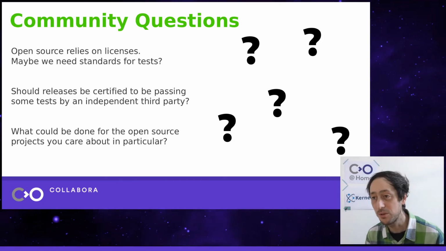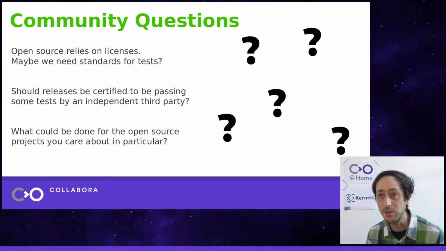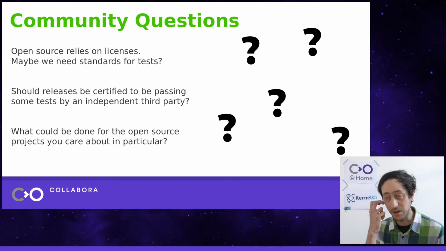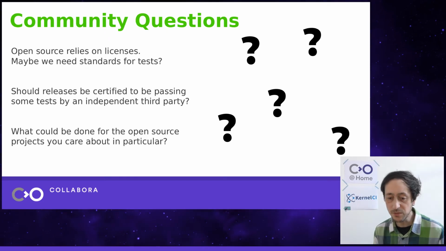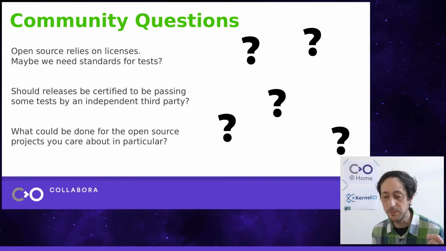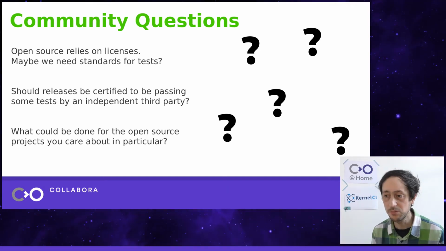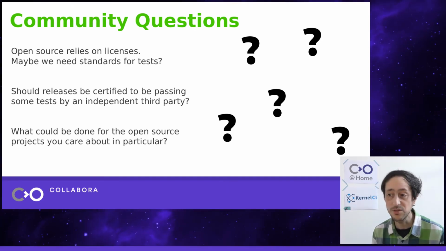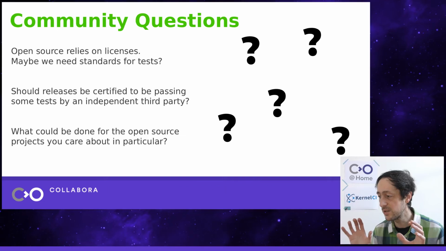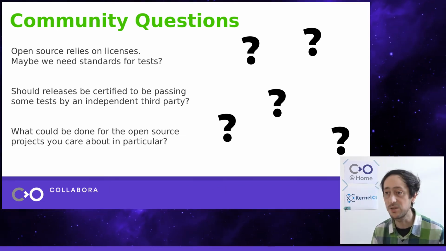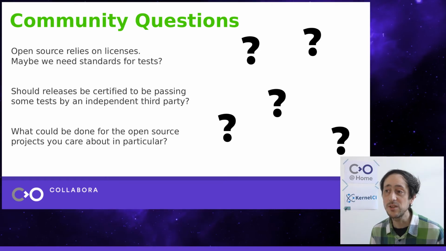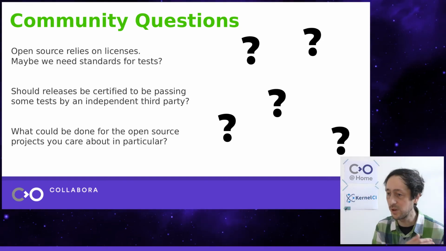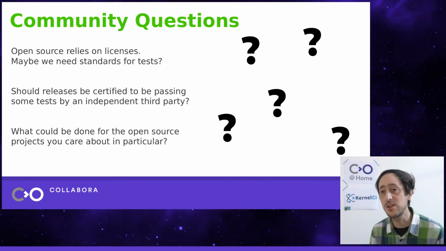But here's a couple, or 3, questions I thought might be relevant here. So open source relies on licenses. So how about tests? Maybe we should have standards for tests, for the test results. In the same way that many other components, when you build a product, have standards, they have to comply with regulations and standard ways of providing this information. Maybe we could have something like this to harmonize how open source projects share the test results, or can deliver the test results with releases.